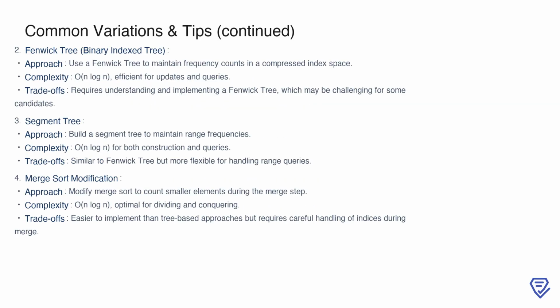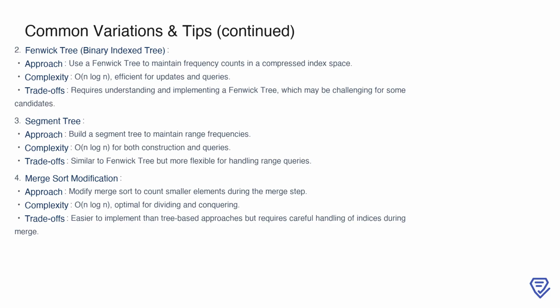There are also more advanced approaches that use data structures like Fenwick trees or segment trees. With a Fenwick tree, you maintain frequency counts in a compressed index space, allowing for efficient updates and queries. This approach has a time complexity of O(n log n), and is very efficient, but it requires familiarity with Fenwick trees, which can be challenging for some. Similarly, a segment tree can be used to maintain range frequencies, offering the same O(n log n) complexity for both construction and queries. While more flexible than a Fenwick tree for range queries, it involves more overhead in implementation.